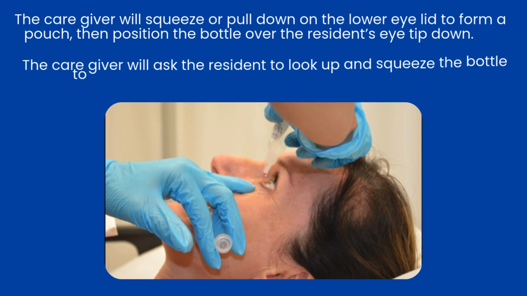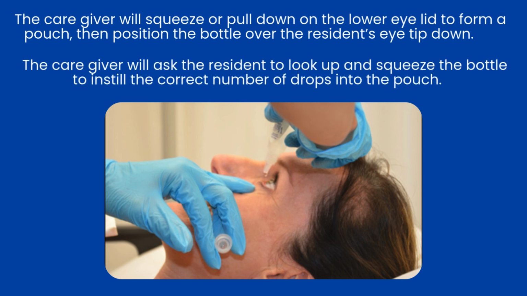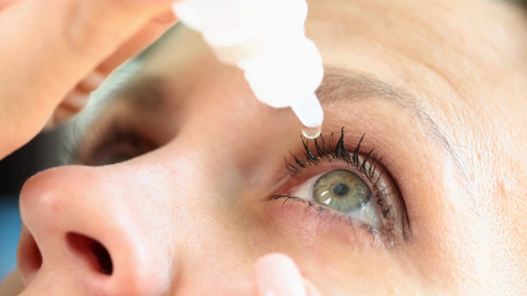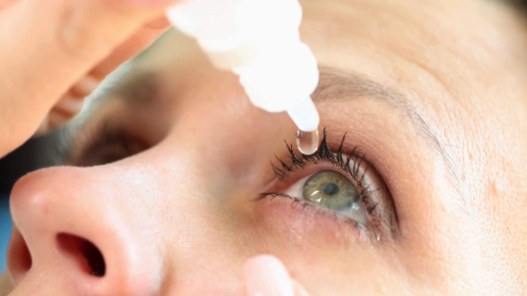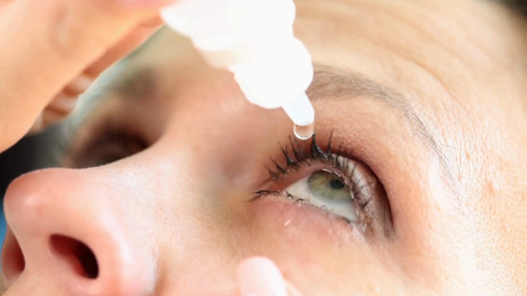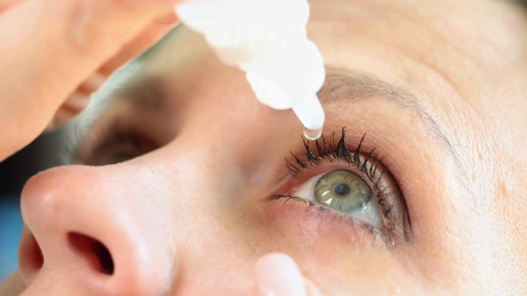The caregiver will ask the resident to look up, then squeeze the bottle to instill the correct number of drops into the pouch. It's important to apply the correct number of drops as ordered. If a resident blinks or moves and squeezes the drops out, they would need to be re-administered.